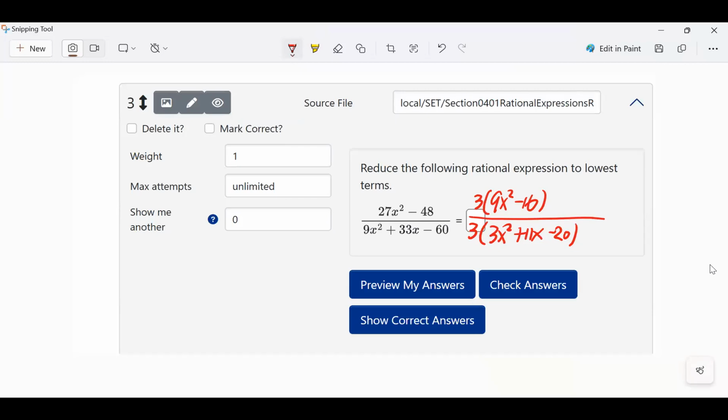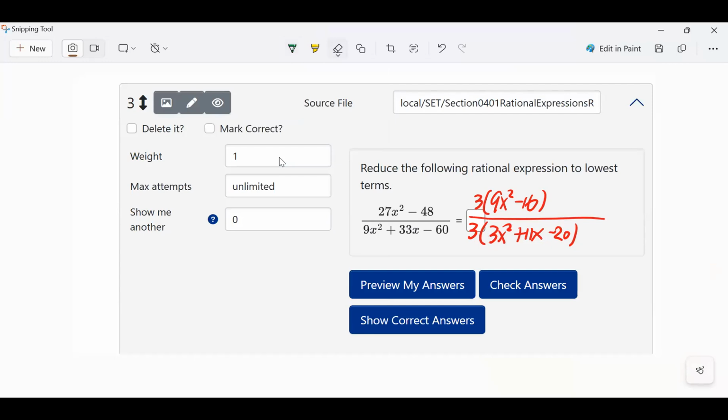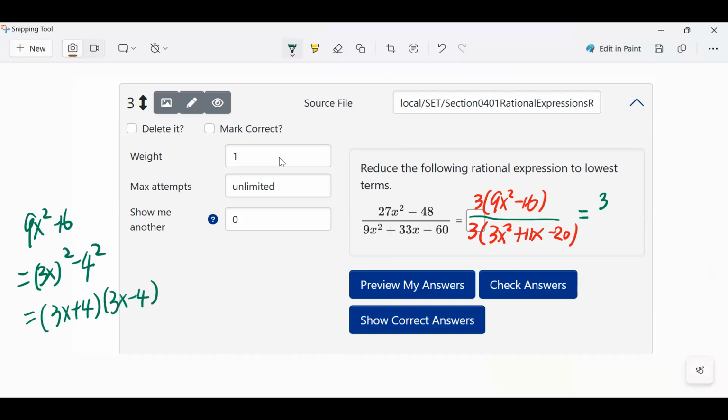Okay. And on the top, again, this is what we call the difference of two squares. So we're going to factor by difference of two squares. 9x squared minus 16 will be 3x squared minus 4 squared. So it will be 3x adding 4, 3x minus 4. Okay, so we get that on top, 3x adding 4, 3x minus 4.